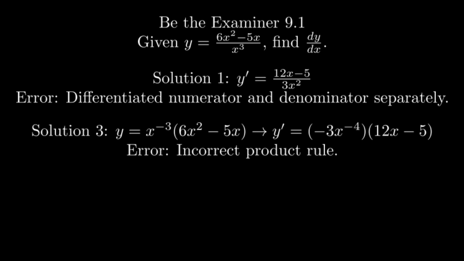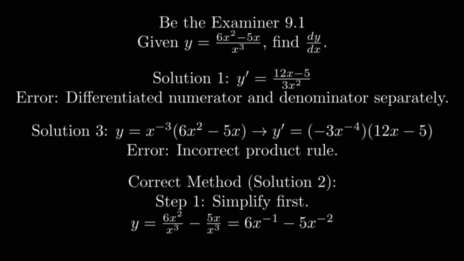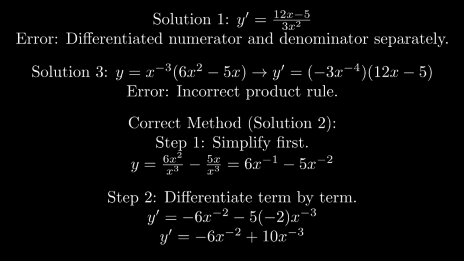So what is the correct method? The correct method, as we've practiced, is to simplify the expression first. We split the fraction to get 6x to the negative 1 minus 5x to the negative 2. Now, we differentiate this simplified form term by term. The derivative is negative 6x to the negative 2 plus 10x to the negative 3. This is the correct process and the right answer.